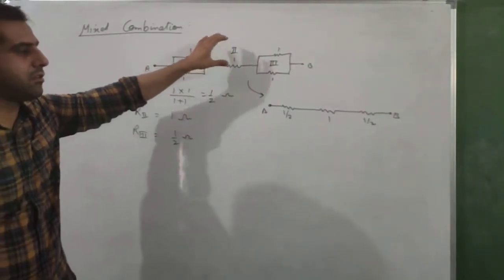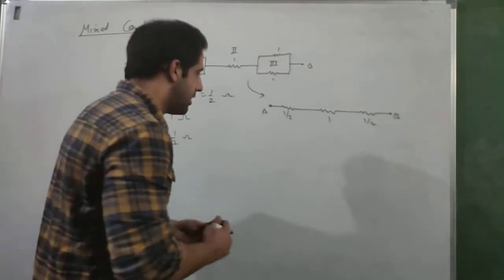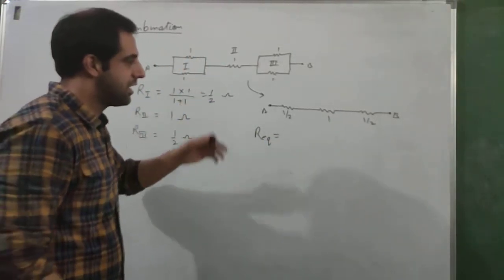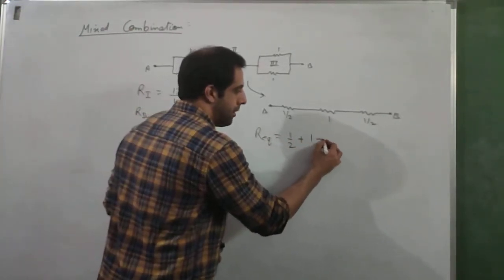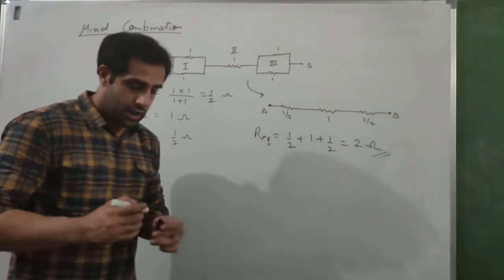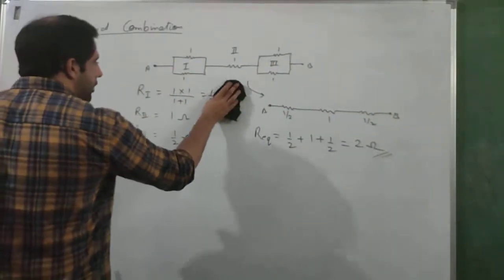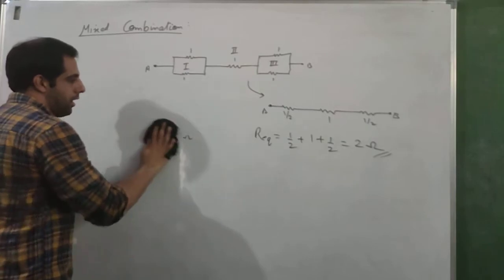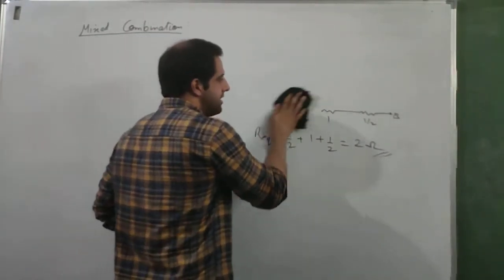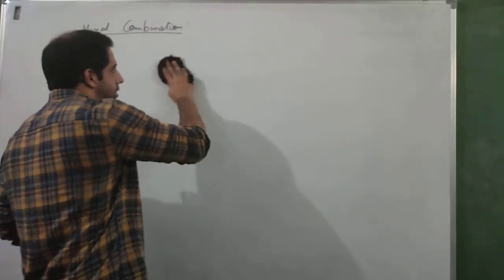So now we have 3 resistors. This circuit has been reduced to another circuit with 3 resistors, and all of them are in series. So the final equivalent resistance of this circuit will be equal to half plus 1 plus half, which equals 2 ohms, and this will be your answer. So this way you have to see how you can reduce the circuit, how to solve it in the easiest way. We have to reduce the circuit in such a way that it becomes easier for us.